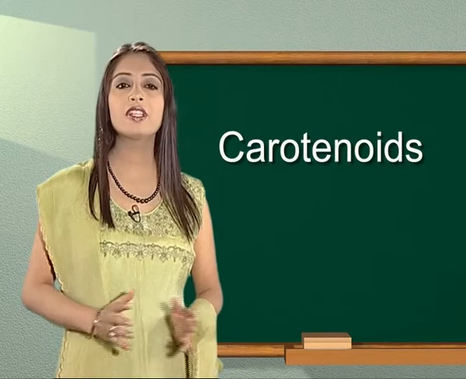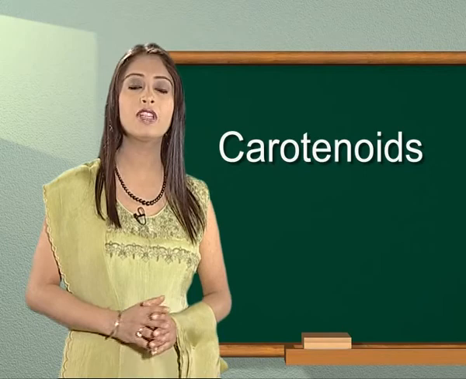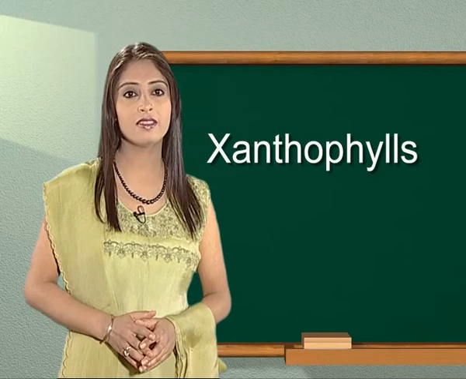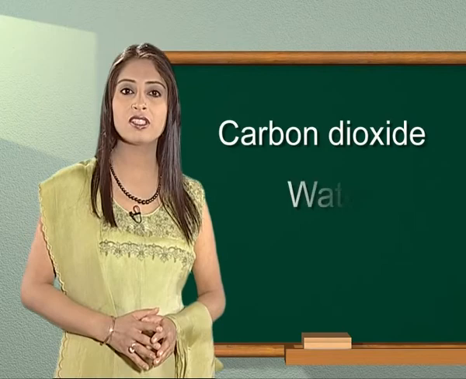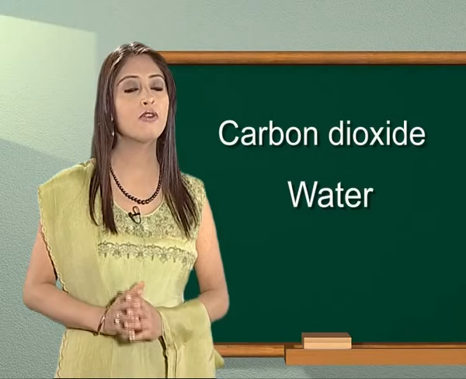The carotenoids are red, orange or yellow pigments. Carotenoids, like chlorophyll, are embedded in the thylakoid membrane of the chloroplasts. Xanthophylls are yellow-brown in color. These absorb light well at 400 to 530 nanometer. Carbon dioxide and water are the raw materials that the plant needs from the environment for the synthesis of carbohydrates.